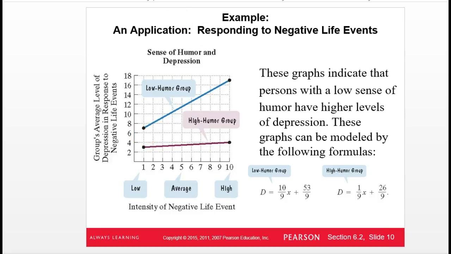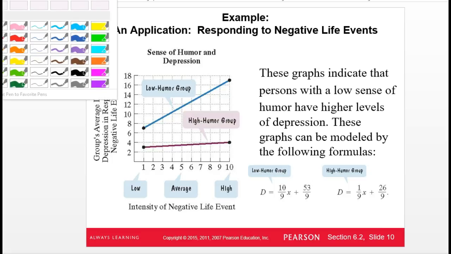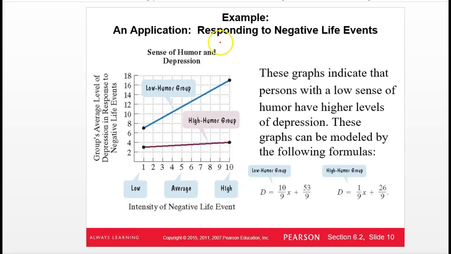Alright, now some of the things that we're going to do in this homework set, and in this first quiz, are word problems, applications with linear modeling. So we have a straight line here, meaning that from one point in time to another, or from one input to another, we just have a straight line connecting the outputs. So we have what we call a high humor group, low humor group.